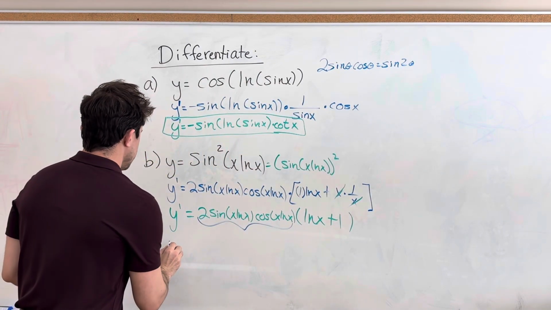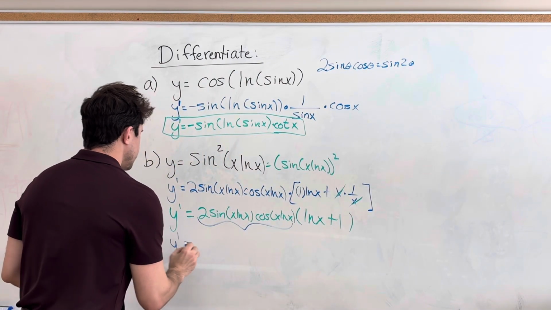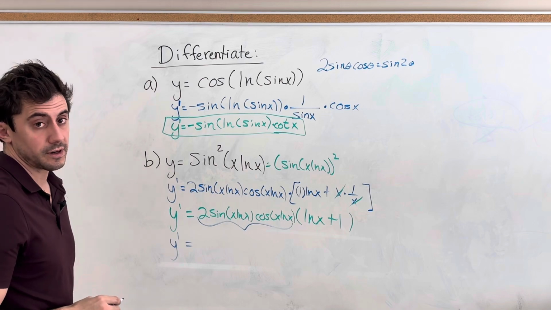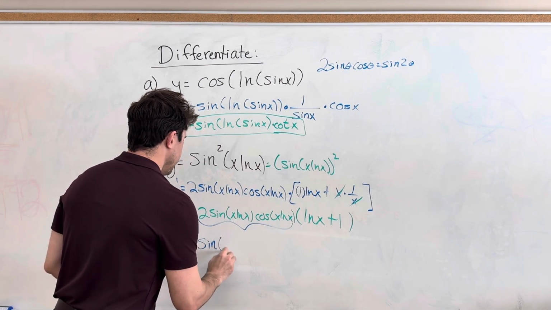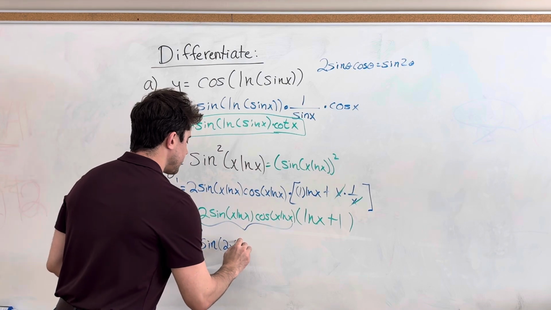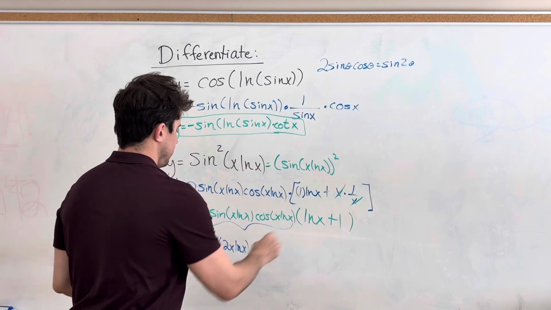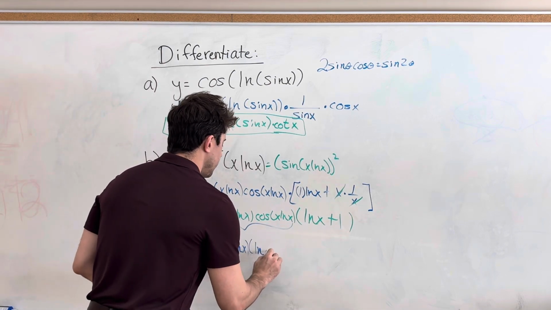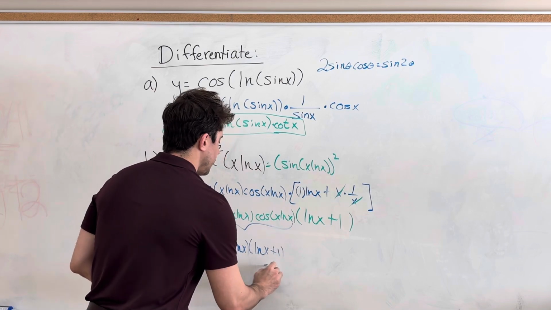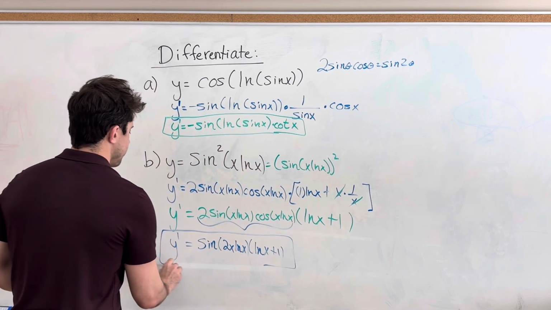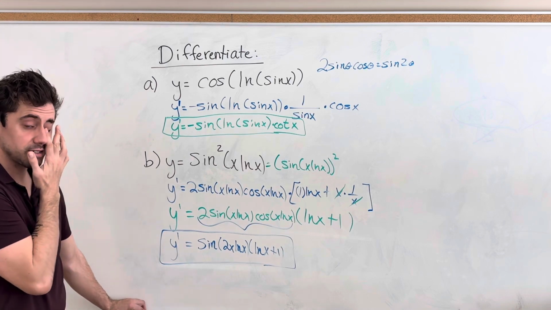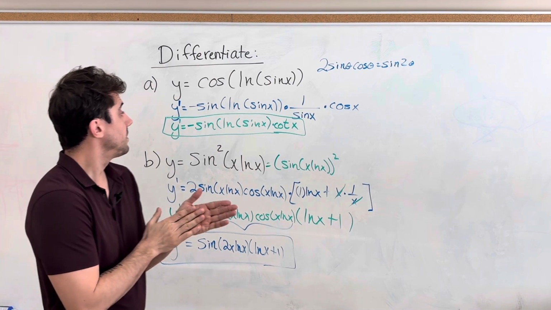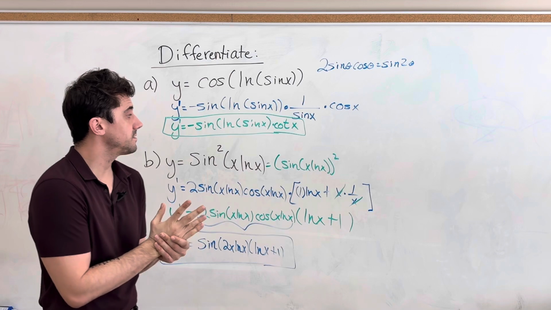And so we can clean this up a bit and have a simplified expression for our derivative function. That is the sine of 2x ln x times the ln of x plus 1. And here's our result.